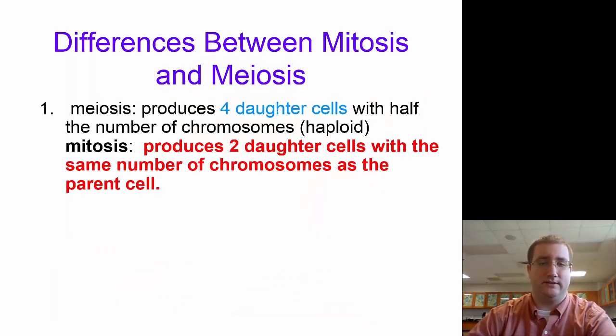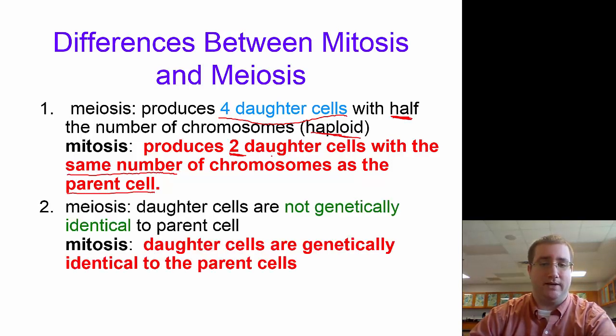And to summarize the differences, meiosis always produces 4 daughter cells that have half the number of chromosomes, so they're haploid, while mitosis only produces 2 daughter cells, and they're identical, so they have the exact same number of chromosomes as the parent cell. Meiosis produces daughter cells that are not genetically identical, so you want that variation, you want those differences, while mitosis wants to create clones. So mitosis is cloning, it's creating identical cells.